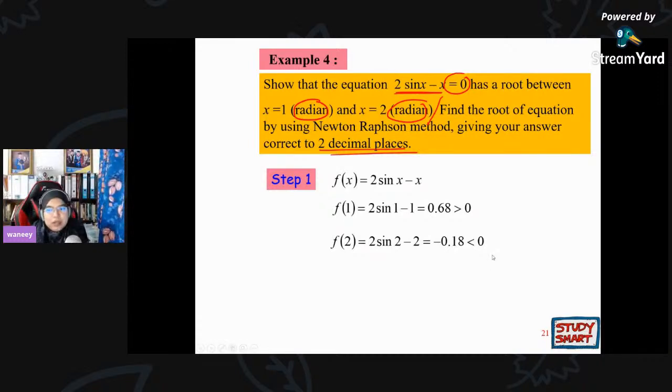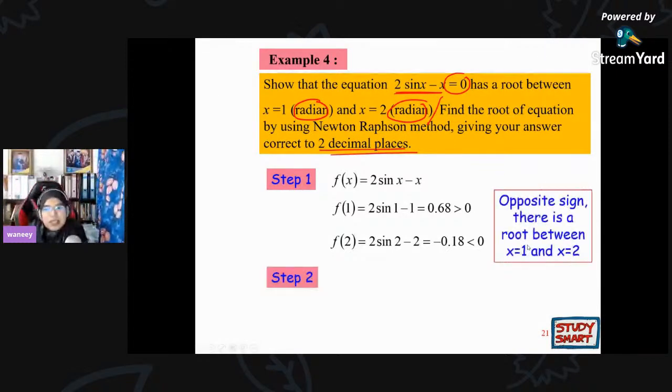So one of them is greater than 0, one of them is less than 0. So what we can say is that there is an opposite sign between 1 and 2. Therefore, there is definitely a root between x equal to 1 and x equal to 2. Okay, so done with the first step, let us move on with the second step.